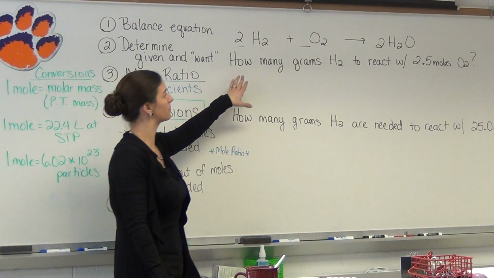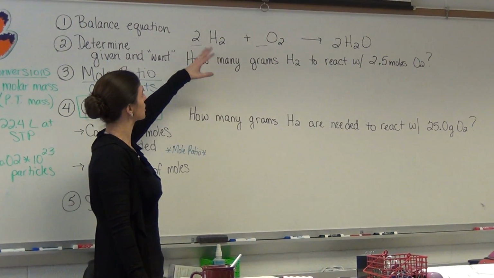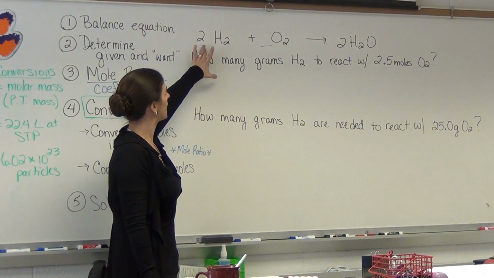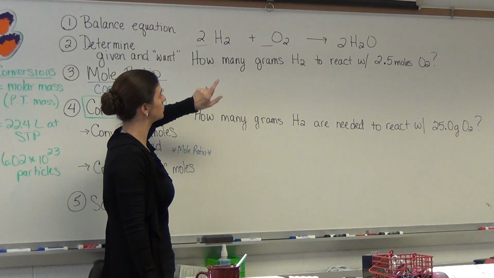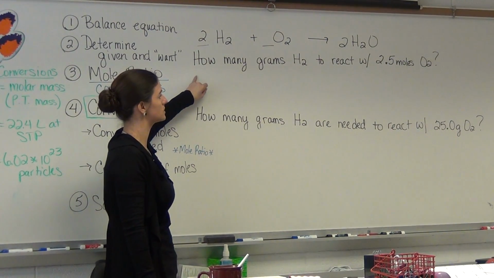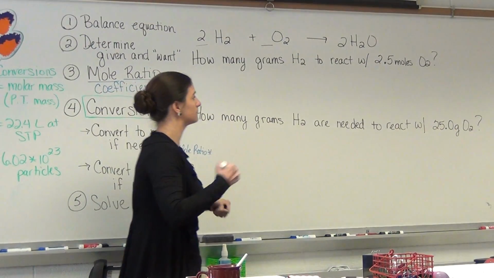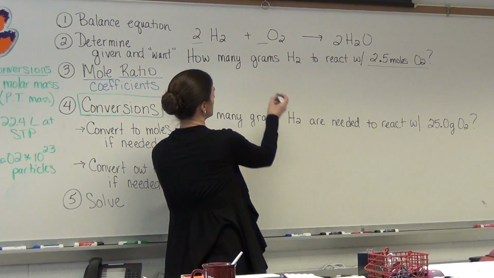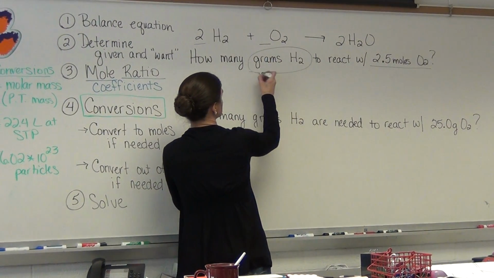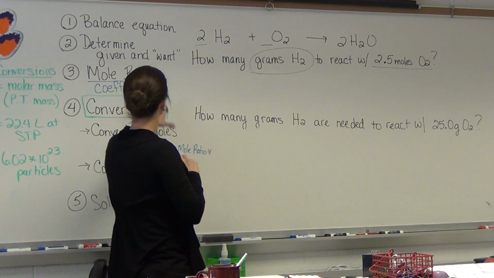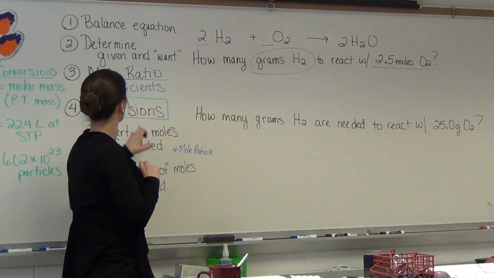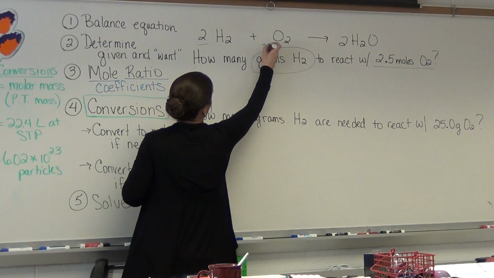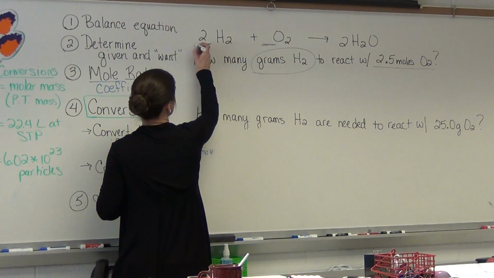So let's go back to a problem that we've already done. Here's our balanced equation, already done for you. 2H2 plus O2 will yield 2 H2O. So this is our given: 2.5 moles of O2. We're trying to find grams of H2. So that's our given and our want. Our mole ratio is going to be 1 mole of O2 to 2 moles of H2.